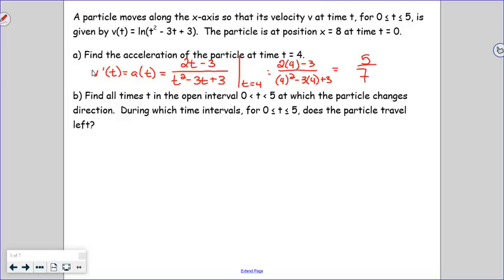So on the interval from 0 to 5, it is going to change directions, potentially, when it hits our x-axis, or when our velocity function is 0. So remember, we're going to look for our critical points of the velocity function, right? Of this velocity function, ln(t² − 3t + 3), is that ever undefined? Not sure, but I do think there are places that it is 0. So let's start with the zeros part of it.